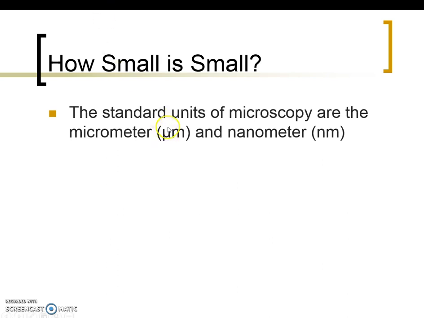Micro is represented by the Greek letter mu, which is kind of like a U with an extra little tail attached to it. So whenever you see this, it means micrometers. And then nanometers is easier, it's just NM. So that's an easier abbreviation to remember.